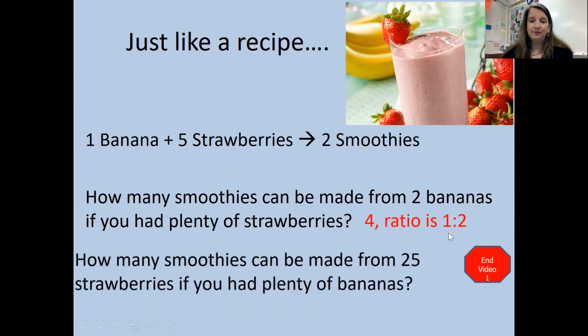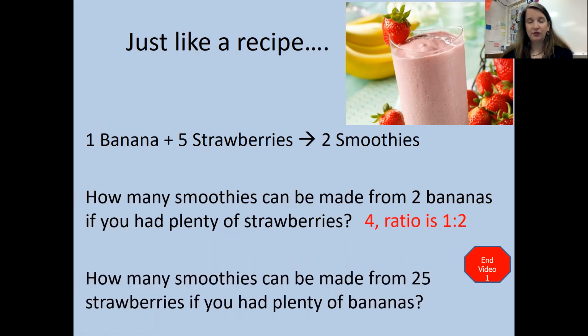Now, what if I had lots of bananas? I'm not going to run out of bananas, but I only have 25 strawberries. How many smoothies can I make? Well, if I have 25 strawberries, I have 5 times as many strawberries. So I can make 5 times as many smoothies. So I can make 10 smoothies. Okay. And that's what stoichiometry is, just looking at those ratios, looking at those coefficients. All right. We're going to go on to the next video to talk about mole ratios and using those coefficients in a balanced chemical reaction.